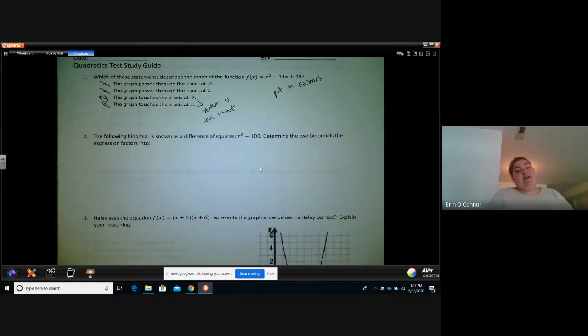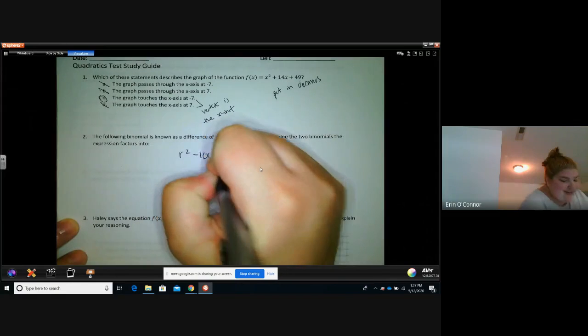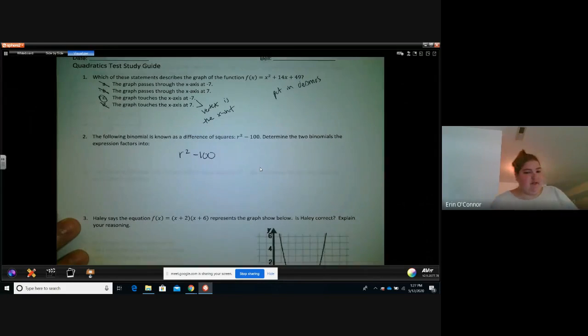Okay. For the next one, the following binomial is known as a difference of squares: r squared minus 100. This is number 2 we're on. Determine the two binomials the expression factors into. So it's saying factor this function right here. So you have r squared minus 100, and it specifically told you it's a difference of squares.